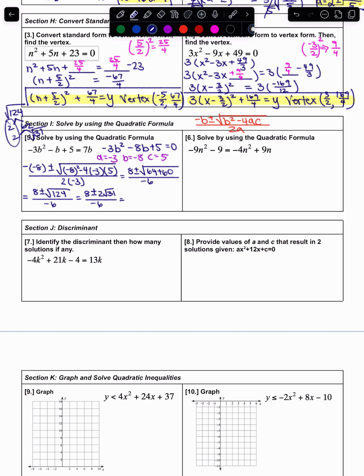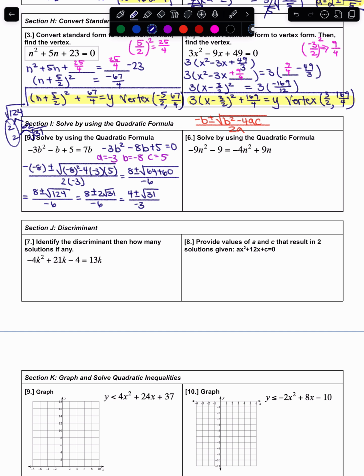At this point, you should notice that 8, 2, and negative 6, they're all even numbers. That means we can further simplify this. So I'm just going to take half of 8, half of 2 is just 1, so you can choose to just leave it as 1 right here. Or you can also just not put the 1. It's a given that there is a 1 in front of it. All over negative 3.